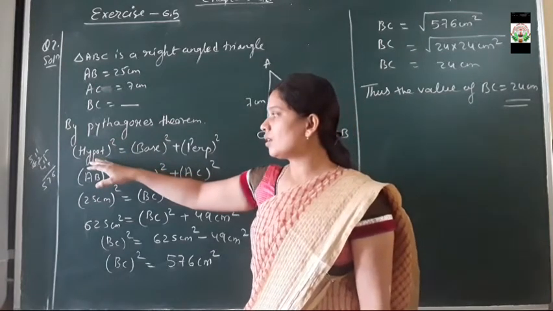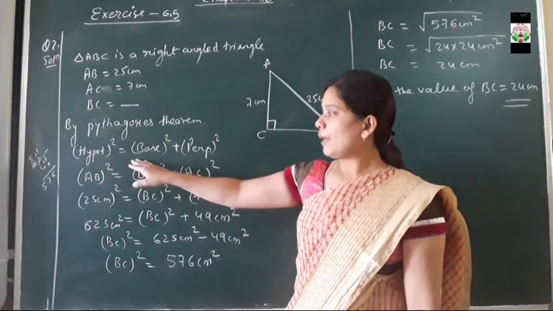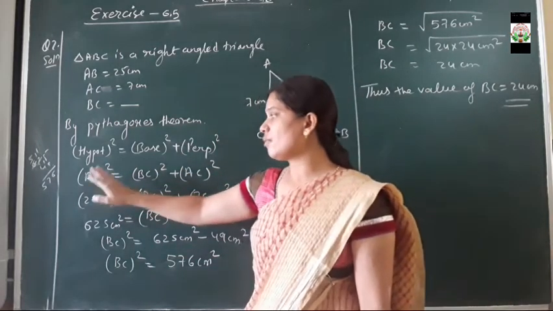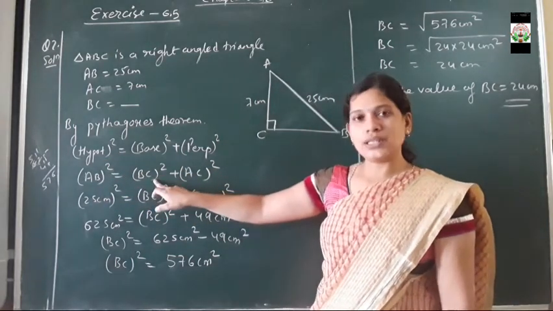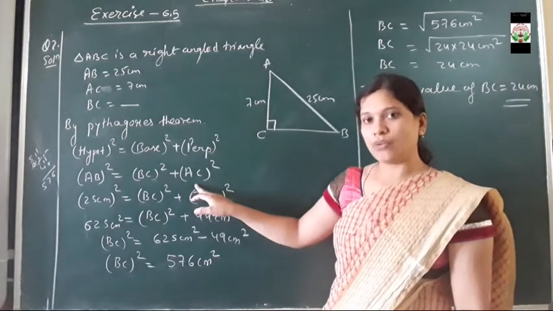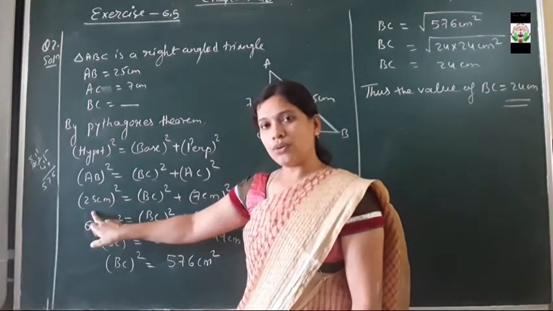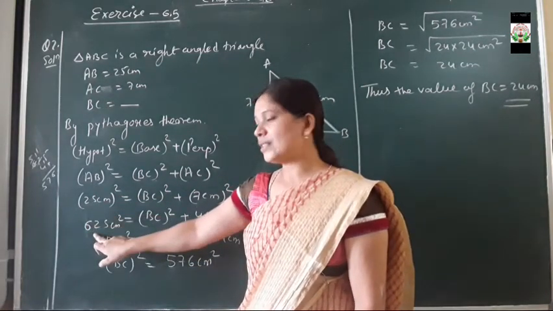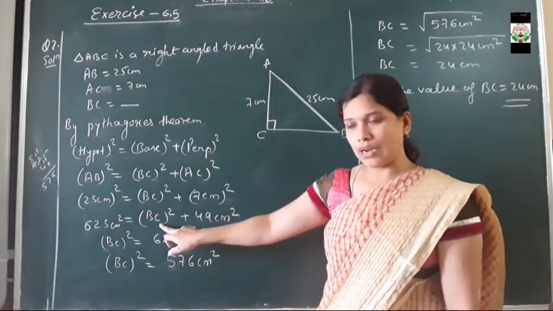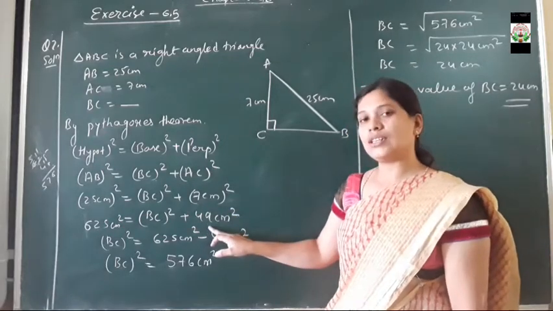So here Pythagoras theorem says that hypotenuse the whole square is equal to base the whole square plus perpendicular the whole square. So hypotenuse AB the whole square, base BC the whole square, whose value we have to find, plus AC the perpendicular the whole square. Then AB value is 25 the whole square, so 25 into 25 will be 625 centimeter square. BC the whole square value we have to find. Then 7 centimeter into 7 centimeter will be 49 centimeter square.